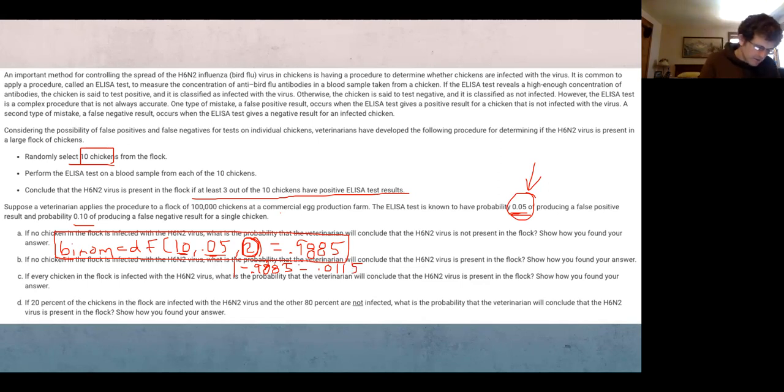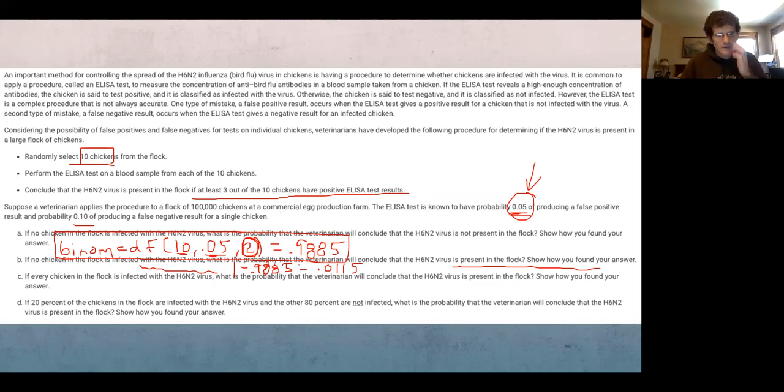So again, write your sentence, and you could write a sentence explaining to say, this probability is just the complement of my answer in part A. And if you show your 1 minus that and explain how you're doing it, then you're good.